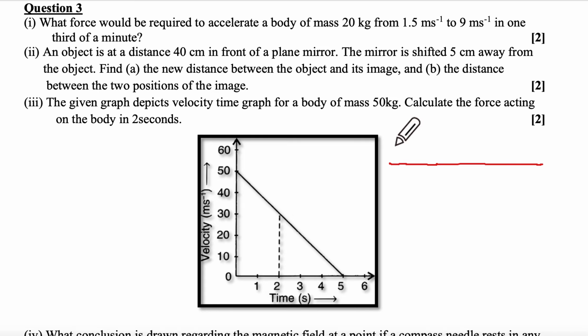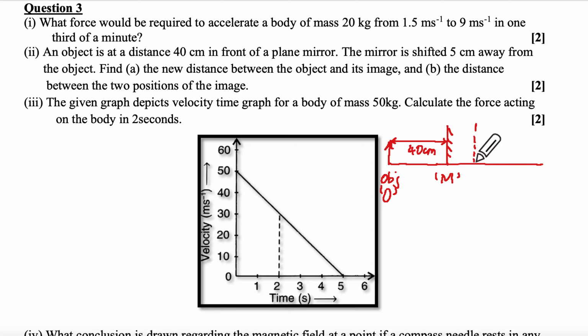Okay, now see, the object is here. So I'm going to show here, this is the object. All right? And I'm going to show the mirror, and I'm going to call that M. Call this point O. 40 centimeters in front means from here to here is how much? 40 centimeters. Then the mirror shifted 5 centimeters away from the object.